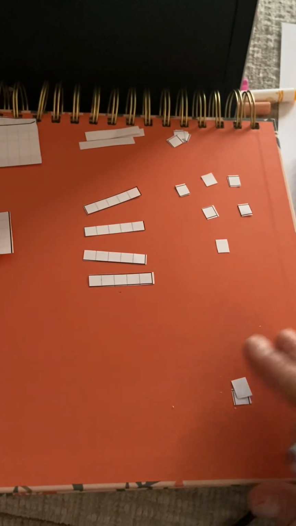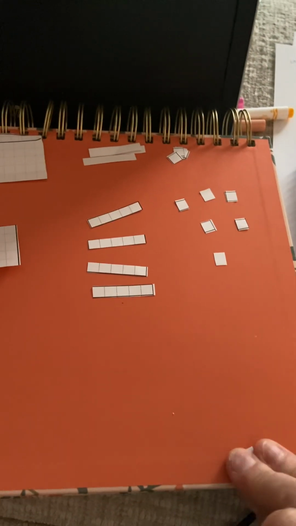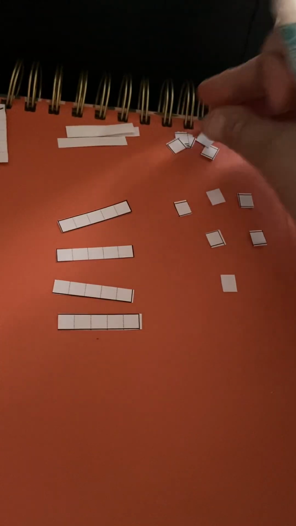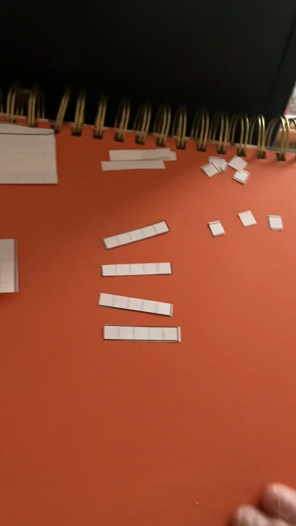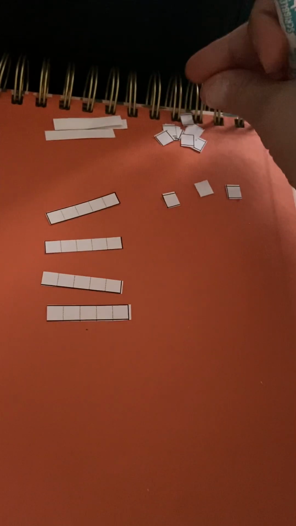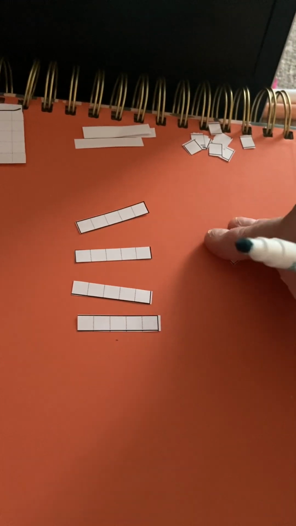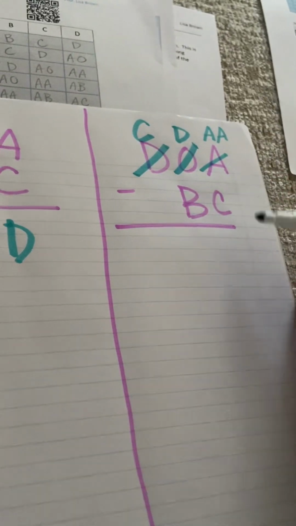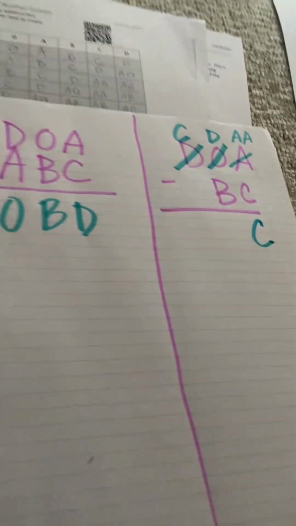We're going to take away our C from down here, which means we're going to take away our C from up here. And that leaves us with C units. So this AA minus C is C.